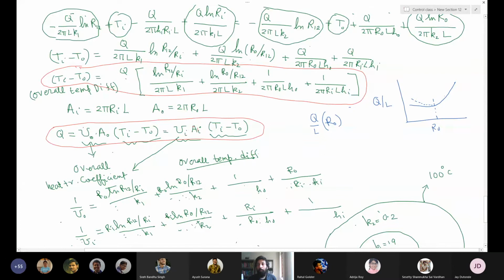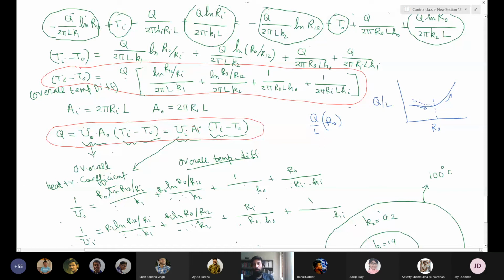Even if you increase the thickness, you will have higher heat loss because of increase in area. This increases because of increase in area. This decreases because of increase in path of heat transfer. This feature is not seen for the planar case.